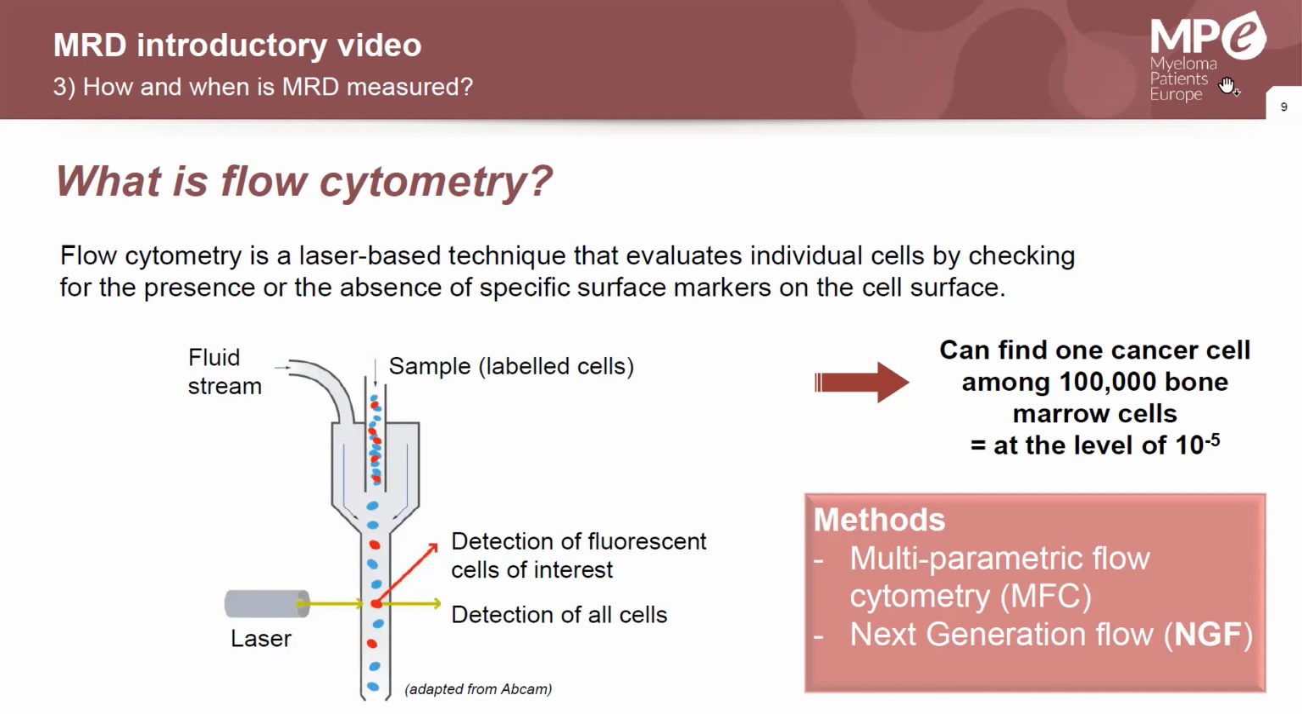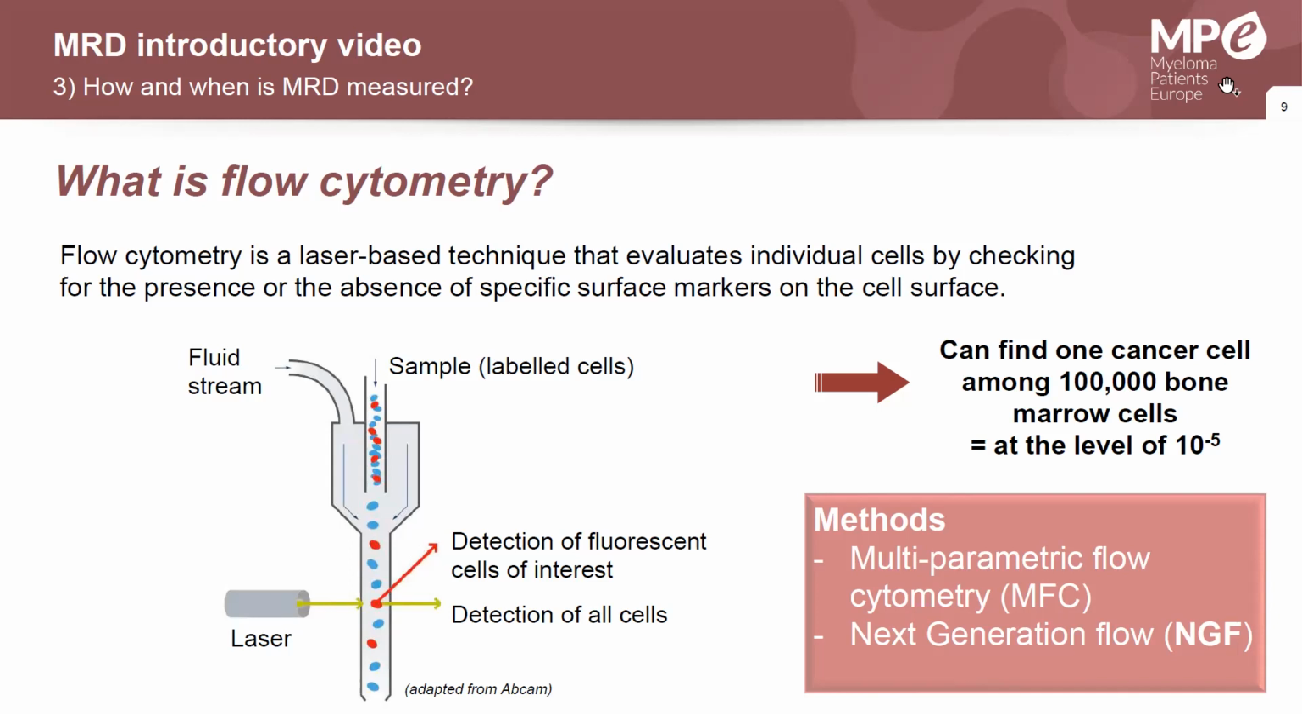This makes a rapid analysis of tens of thousands of cells per second possible, and therefore the calculation of the number of plasma cells in a bone marrow biopsy sample without having to look at all cells under a microscope. This approach can find one cancer cell among 100 bone marrow cells.